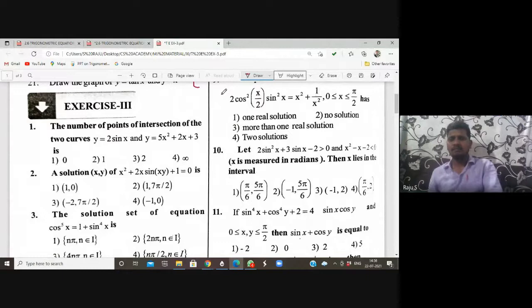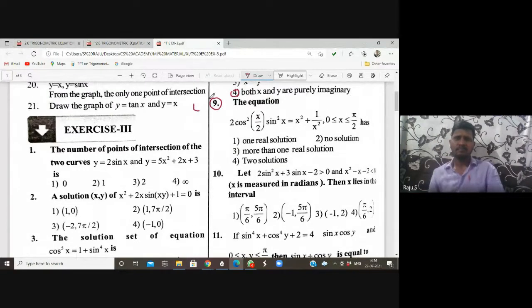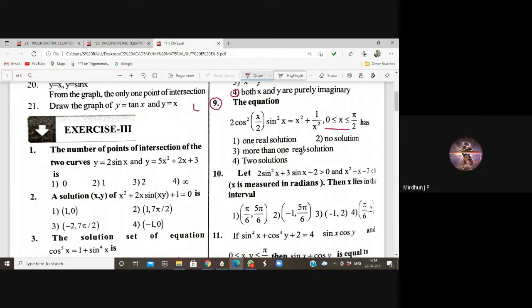Question number 9. The equation 2 cos square x by 2 into sin square x is equal to x square plus 1 by x square. Here x is from 0 to 90. Does it have one real solution, no solution, or more than one real solution? No solution, yes students.